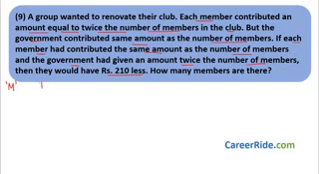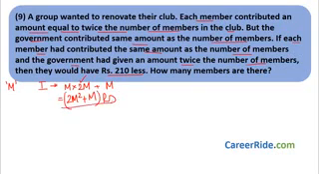Now let us say what is the first case. What do they say? Each member contributed an amount equal to twice the number of members. So the total number of members is m, and each contributed twice the number of members, that is 2m. So this is the total amount of money collected by the members. Plus, how much does the government give? The government contributes the same amount as the number of members, that is m rupees. So how much will you get? That is 2m square plus m, the amount of money contributed in the first case.